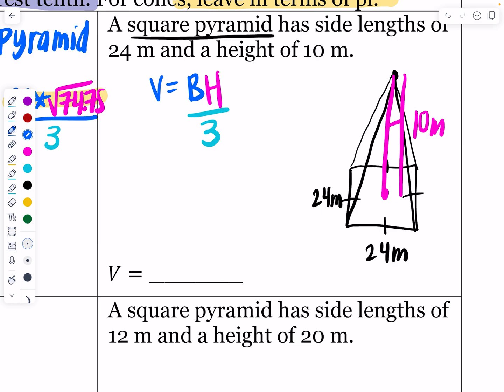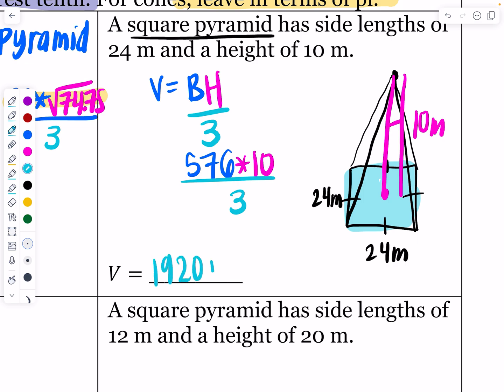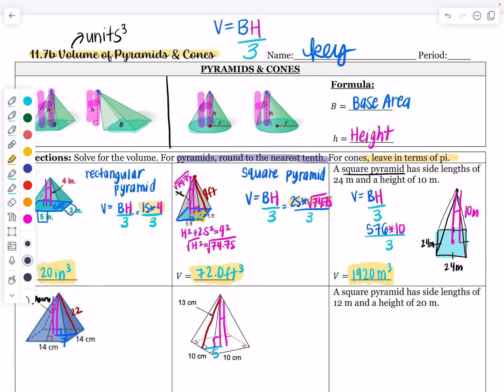So when you do 24 by 24 for the area of this square base, I believe that gives me 576. And so you're going to multiply that by your height, which they tell us is 10. And then we're going to end up dividing that by 3. So 576 times 10, enter, divided by 3. That's going to give me 1,920 meters cubed for the volume of this specific square pyramid. So that's the biggest square pyramid I have done so far.